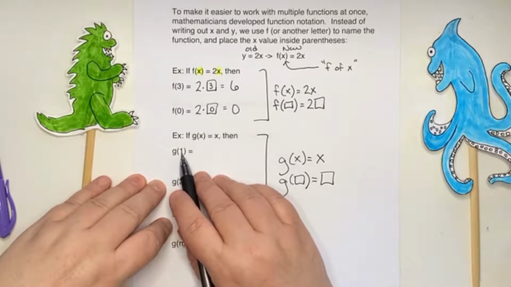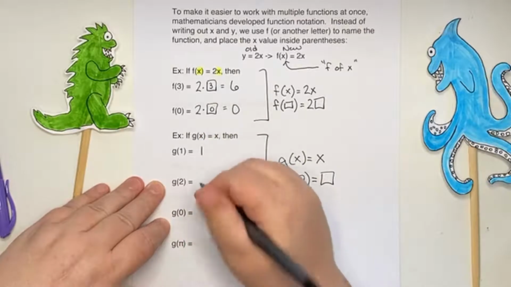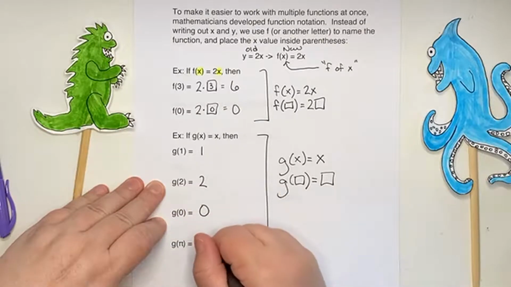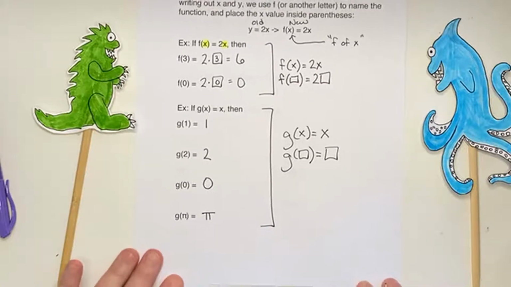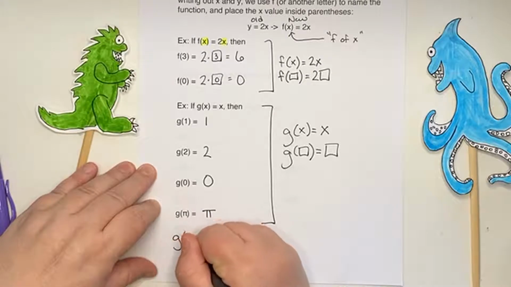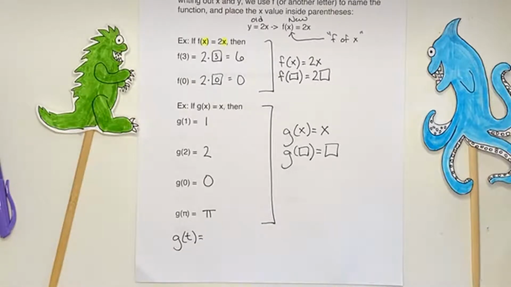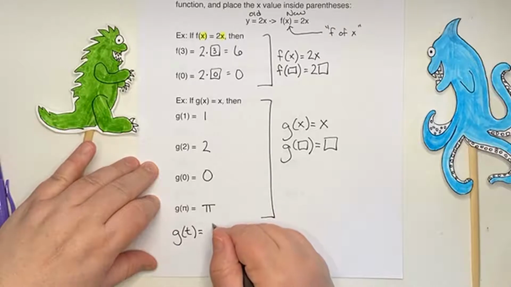So g of 1 equals 1. g of 2 equals 2. g of 0 equals 0. g of pi equals pi. Whatever goes in comes out. And I want to add one more because I wasn't thinking of doing this one, but now I want to do it. g of t, and I know everyone's like, whoa, what are you doing? And the answer is, once we have function notation, we can just go bonkers. We can have any variable we want. We can have any values we want. We can just explore the universe. We could have a big old function party. g of t equals t.